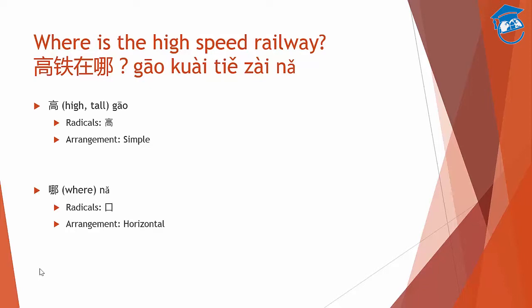Okay? So 高铁在哪? The answer can be 高铁在左边. So 左边 is your answer. To make it a question, you just have to substitute the answer into the question word 哪. 高铁在哪? 高铁在左边. High-speed railway at where? High-speed railway at right side, for example.